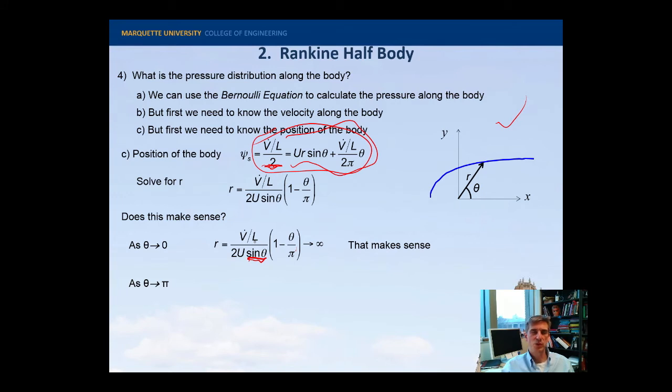That was question 1, I think. What is the location of the stagnation point? So let's try it out.